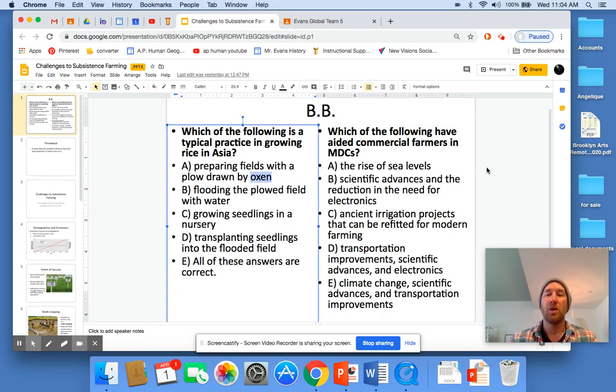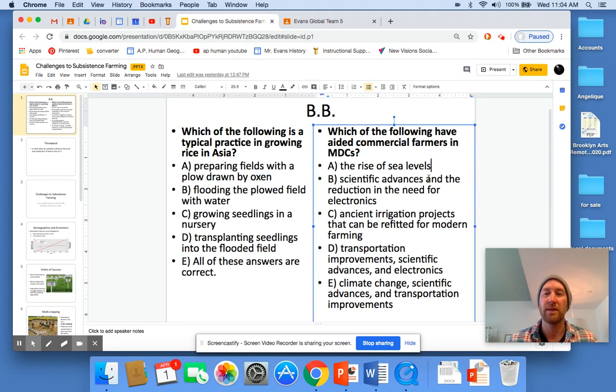All right, which of the following have aided commercial farmers in MDCs? The rise of sea levels, scientific advances, and the reduction of the need for electronics; ancient irrigation projects, transportation improvements, scientific advancements in electronics; climate change, scientific advances, transportation improvements. Clearly, the only one that has all three advantages is letter D.